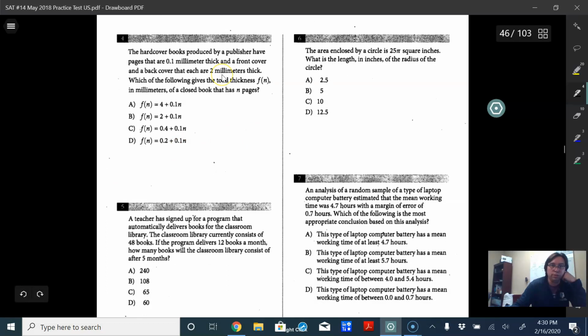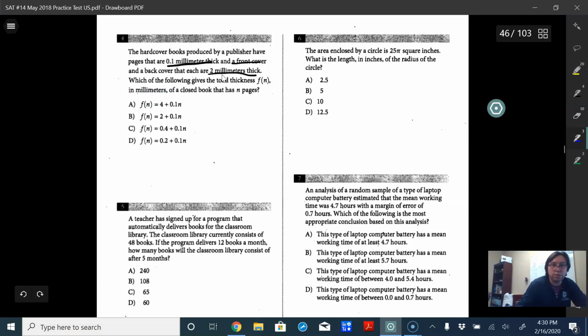So look at number 4. It says the hardcover books produced by a publisher have pages that are 0.1 millimeter thick and a front cover and a back cover that are 2 millimeters thick. Which of the following gives the total thickness, f of n, in millimeters of a closed book that has n pages? So we see what we have here is a function. And remember, these functions are set up just the same as slope-intercept form. Actually, sorry, that's a little bit backwards there. Let's turn that around.